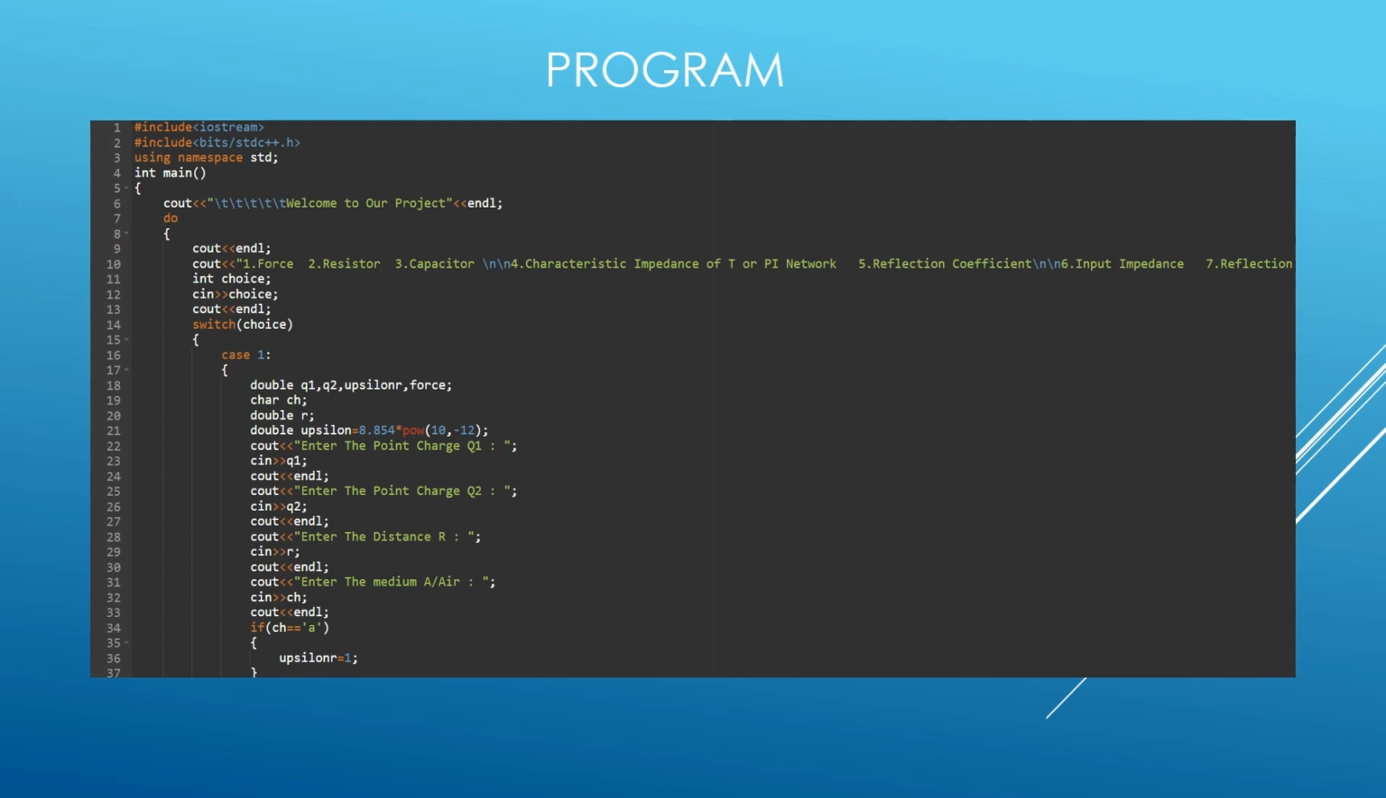In case 1, we are calculating force, and the formula for force is F is equal to Q1 Q2 divided by 4 pi epsilon naught R square. We are accepting all the values such as point charge Q1, point charge Q2, and distance. We also mention the air medium as A. If the user enters A, then epsilon R value will be 1, or else we ask for the epsilon R value also. Based on the data given by the user, the force formula will be applied and the force will be calculated.